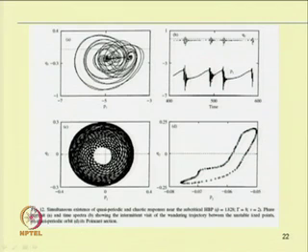These are different types of quasi-periodic response, and this is a chaotic response. This is a quasi-periodic response because the Poincare response shows a closed curve.